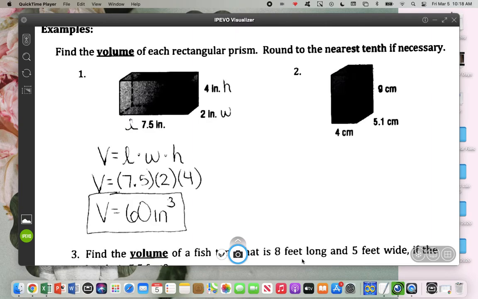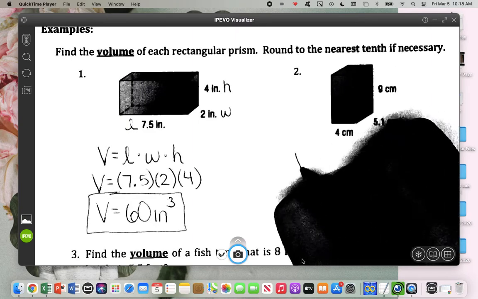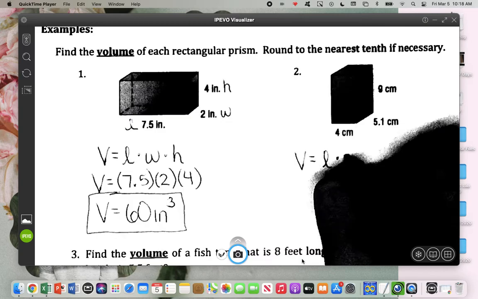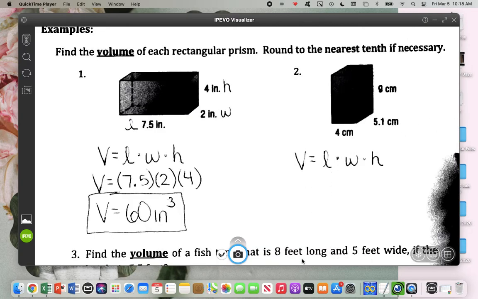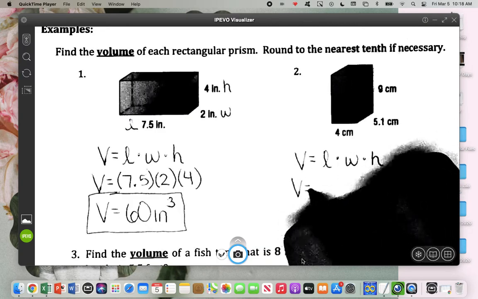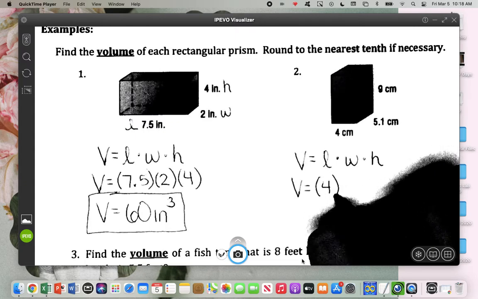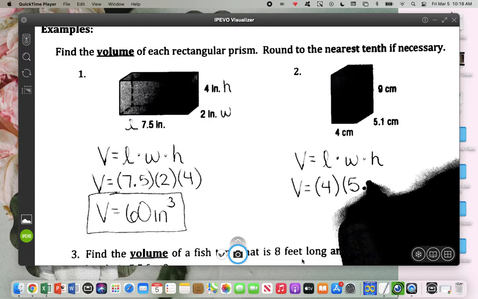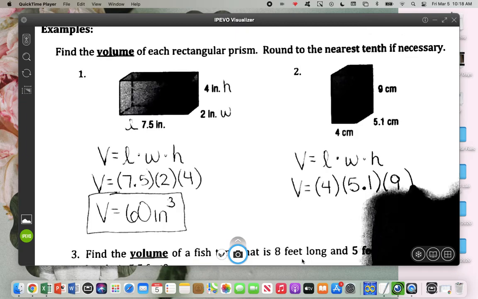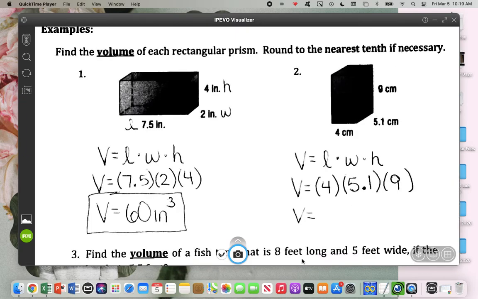All right, now on the next one, same thing, length times width times height. What's my length here? 4. What's my width? 5.1. And my height? 9. Let's multiply those together. So we got 4 times 5.1 times 9.